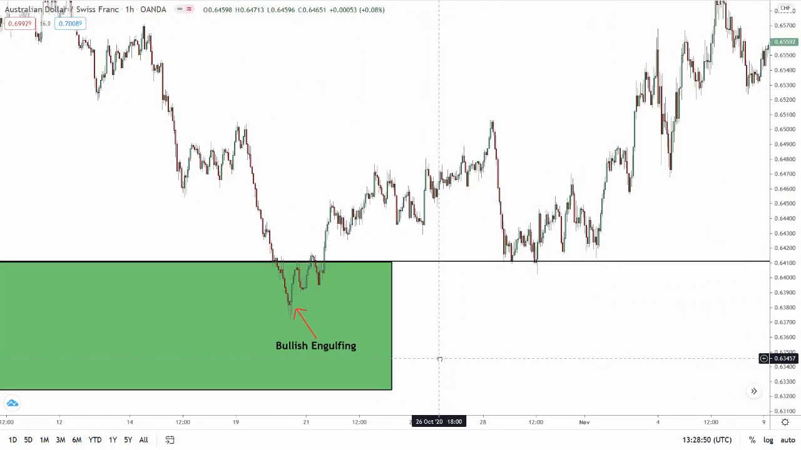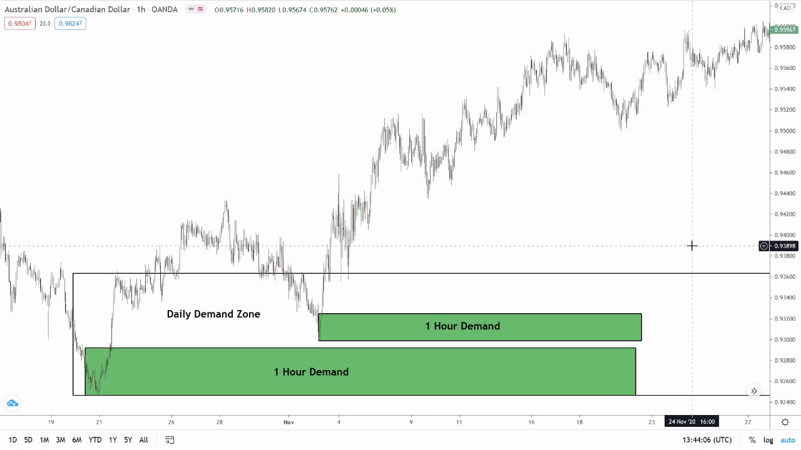Now, what if you have a situation where multiple lower time frame zones form within the higher time frame zone? What do you do then? In this case, you have two options. Either trade the zones individually, or just trade the higher time frame zone. There are pros and cons to both.